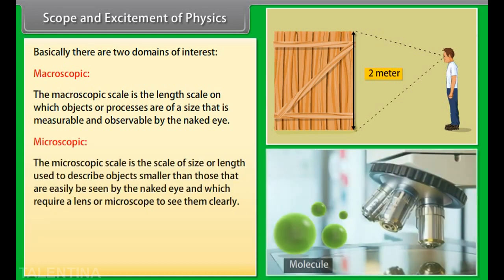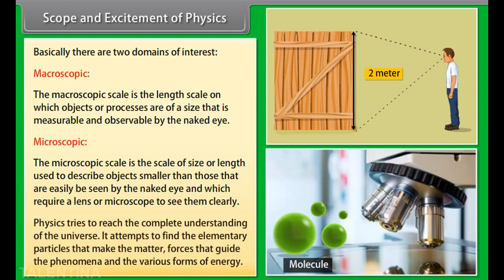Microscopic. The microscopic scale is the scale of size or length used to describe objects smaller than those that can easily be seen by the naked eye and which require a lens or microscope to see them clearly. Physics tries to reach the complete understanding of the universe. It attempts to find the elementary particles that make the matter, forces that guide the phenomena, and the various forms of energy.